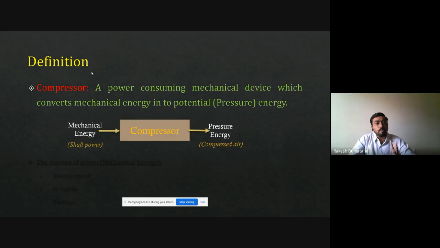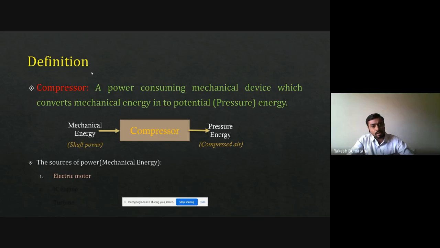There are basically three most popular major sources of energy available to run the compressor. The first and most popular source is the electric motor. This is widely used when electrification is possible and electricity is easily available. But in places where electricity is not easily available and electrification is not possible, like remote places, you cannot use an electric motor. Then another option is the internal combustion engine. Using an internal combustion engine, we can run the compressor.